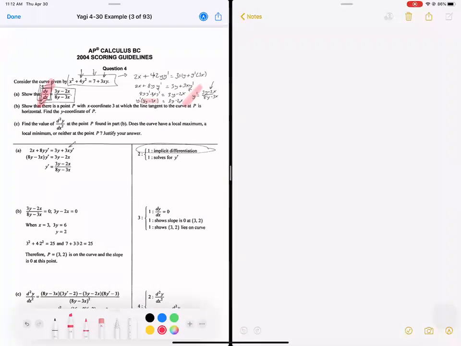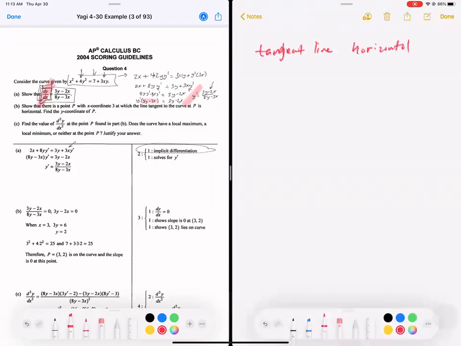Okay, the next question is: show that there is a point P with an x coordinate 3 at which the line tangent to the curve at P is horizontal. So a tangent line, we want it to be horizontal. Now for a tangent line to be horizontal, something that's jumping in my mind already: if a tangent line to a curve is horizontal, what is the slope of that curve? Slope is going to be 0.